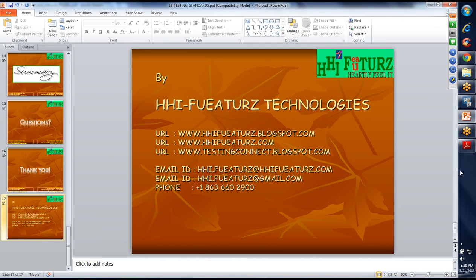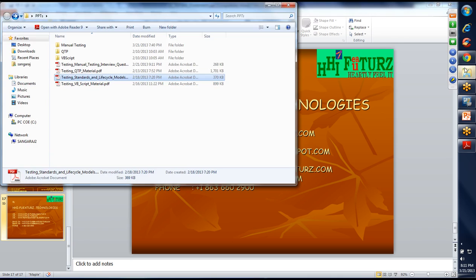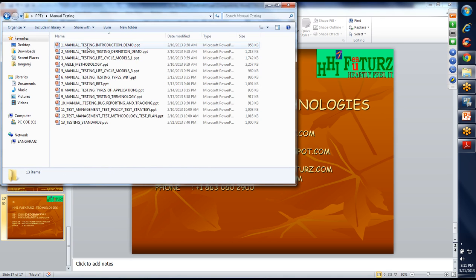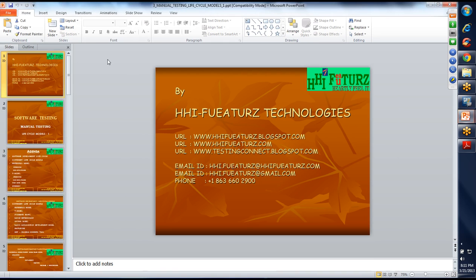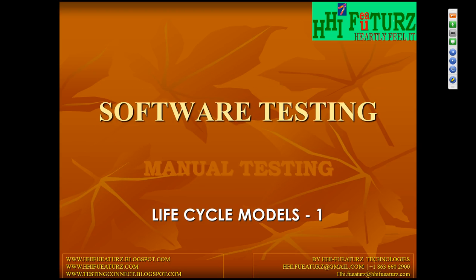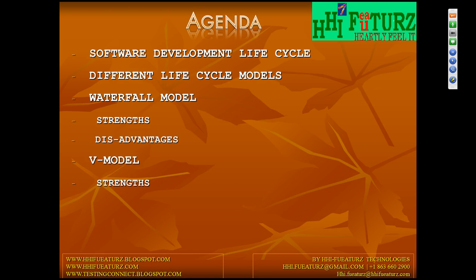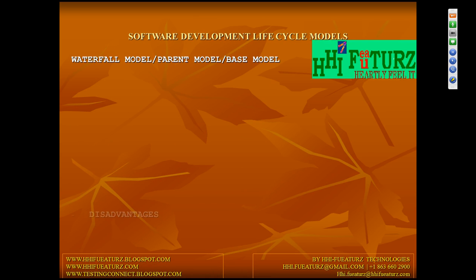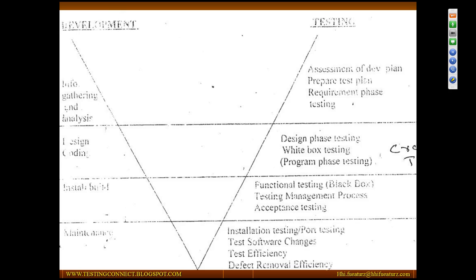But at the time I explained only waterfall model and V model, but other models I haven't explained. Okay, so this is the time for telling those models. So first, testing life cycle, I didn't cover. So that is also one important topic. So that is what we go for.